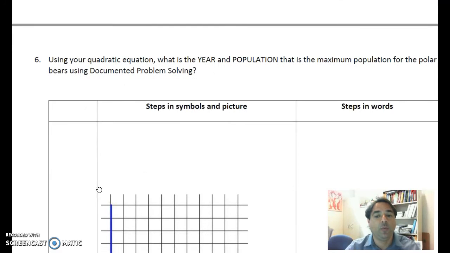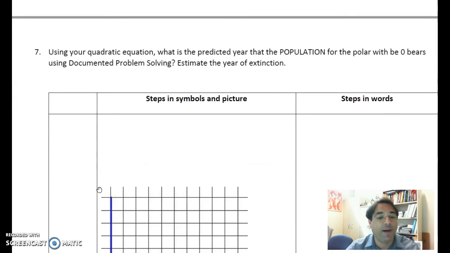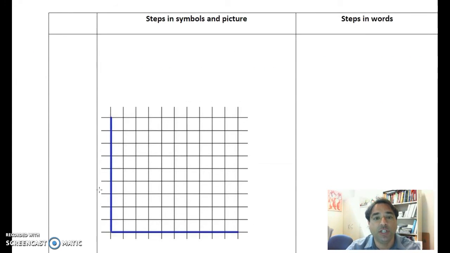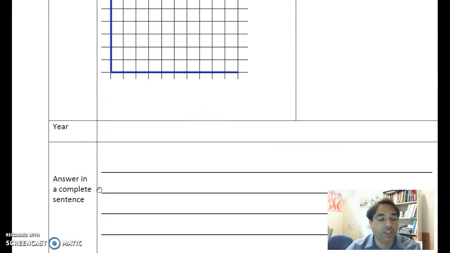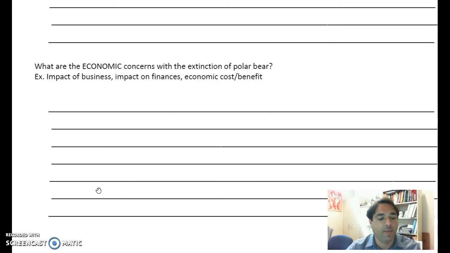And we can look at what year we had the most polar bears. We can also look at possible extinction dates, when that would happen. And maybe we can have a good discussion on ways to prevent that or things we can do. And also we'll look at the environmental, social, and economic impacts, the 3 pillars. Hope they like it.